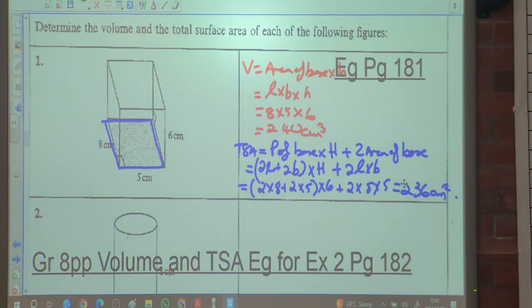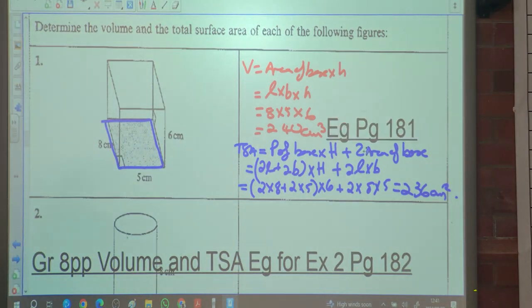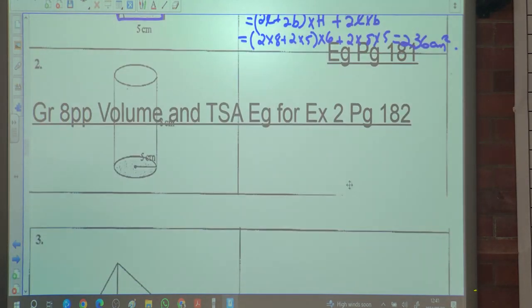Is there any confusion? Easy, no? Right? And now you guys are asking yourself, come bring out the challenging ones. Sorry?